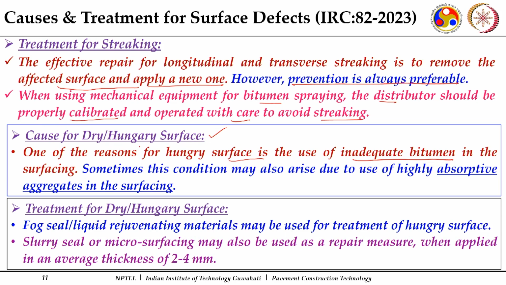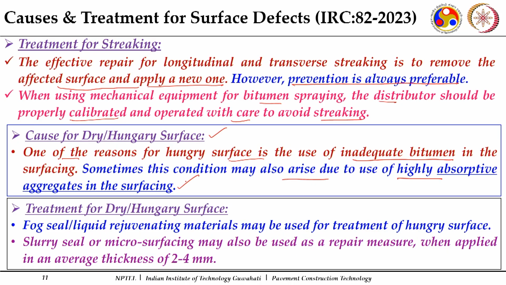So, in due course of time, the fines will also get lost, and this can later aggravate into raveling distresses also. If this kind of surface is there, we are finding lack of binder, because this typically happens when you apply a smaller quantity of binder than what is designed. Otherwise, the case may be that we are using highly absorptive aggregates, say any industrial waste like steel slag, which is highly absorptive. So, whether that particular consideration is taken care of during the design of these mixes.